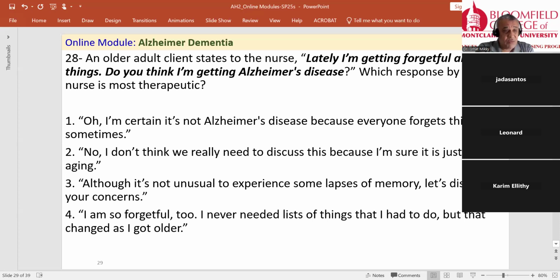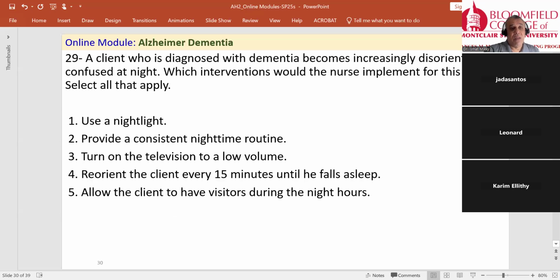So if you look at number 1 and 2, you will find that the nurse gives false reassurances, which devalues the client's feelings and discourages the client from expressing their feelings. And if you look at option number 4, the nurse makes an unprofessional, personal comment, and it will belittle the client's concerns, which will discourage, again, the expression of feelings. So, number 3.